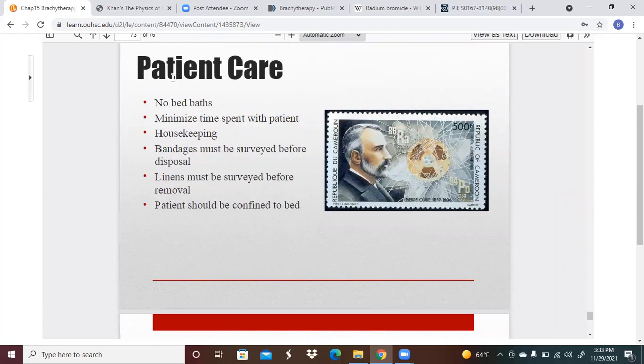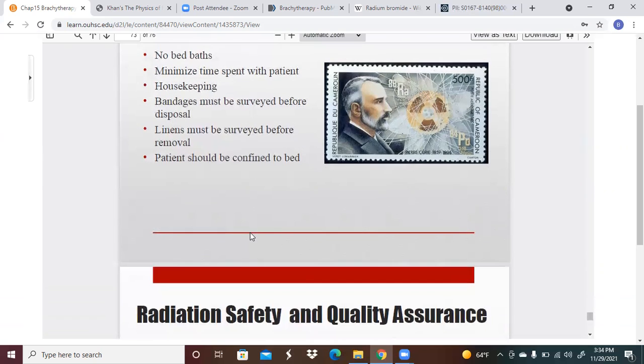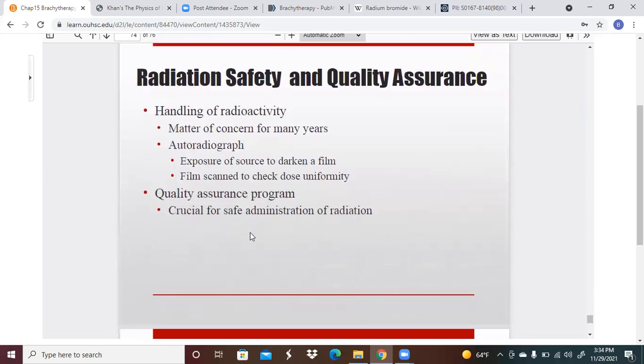So what do you do if you have had this stuff applied to you? No bed baths. You minimize the time spent with the patient. You inform housekeeping as to what's going on. Bandages need to be surveyed before disposal because you don't want to throw out a seed that may have gone missing. Same thing with the linens. And the patient should be confined to the bed, which I'm sure is always easy to do, right?